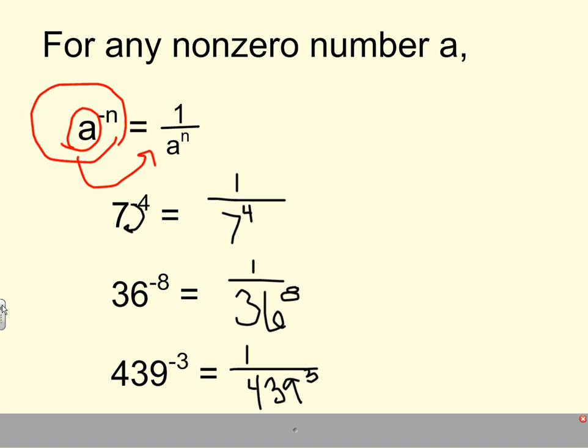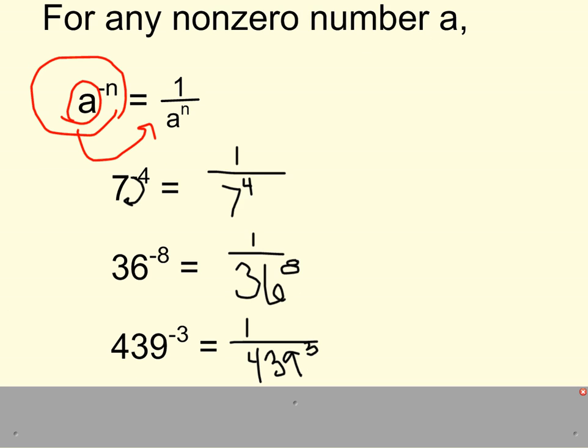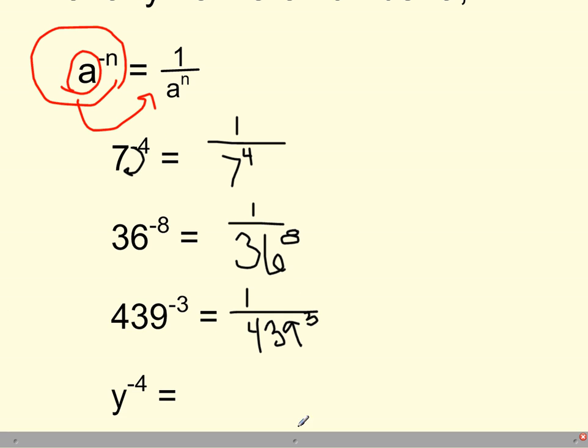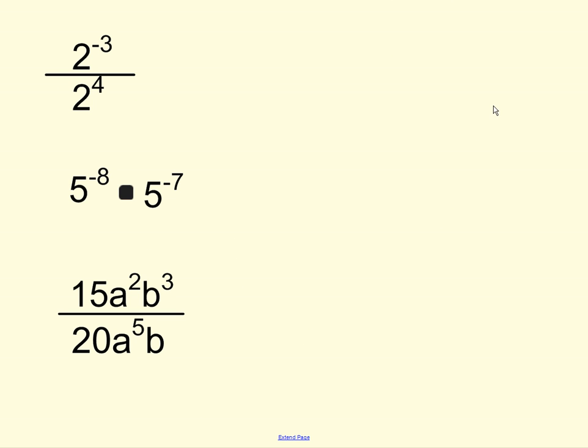Now, you can do this kind of work with variables as well. So here I have y to the negative 4th power. Just like with all of the other ones, it goes at the bottom of the fraction, and it becomes y to the positive 4th power. Okay, a variable is just like a regular number. You do the same kind of thing. Okay, so this understanding of negative exponents can also be used in other situations.